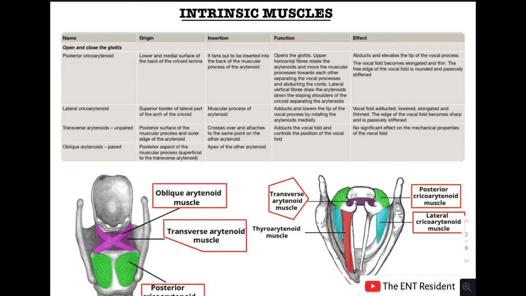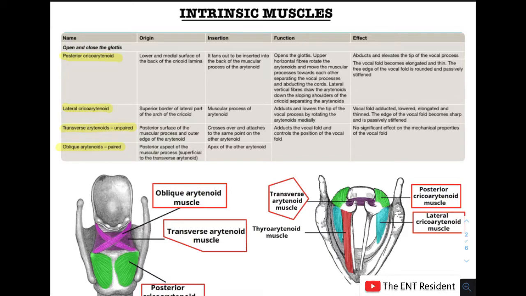As I was telling you, they can be classified on the basis of their function and the structure that they are working on. So first we will be talking about the ones which are helping in opening and closing the glottis. Now these four muscles are the ones which are helping in opening and closing the glottis. So first is the posterior cricoarytenoid.